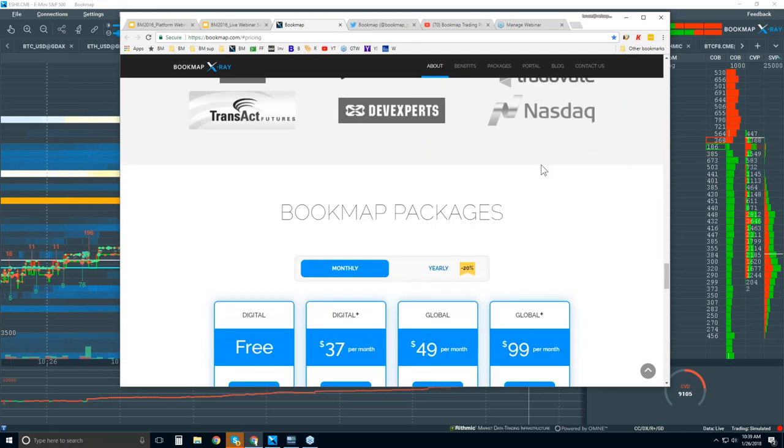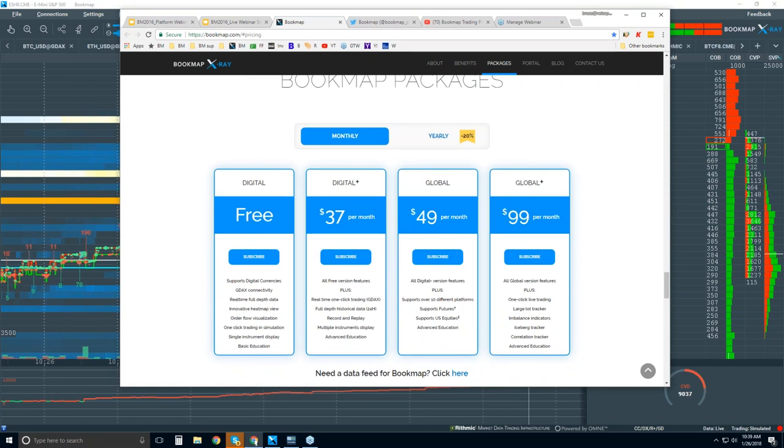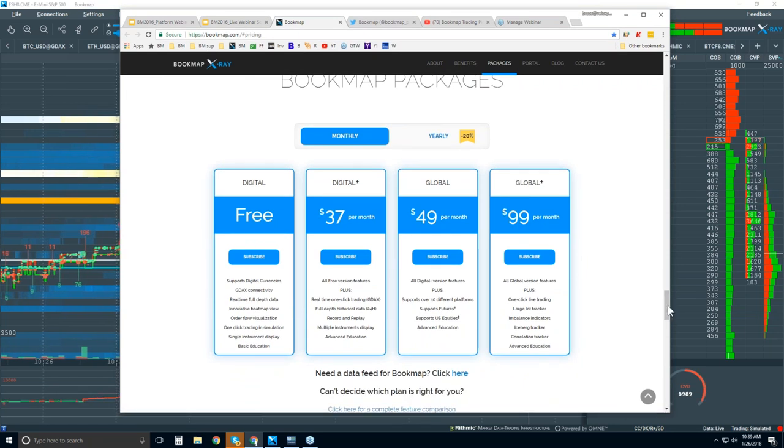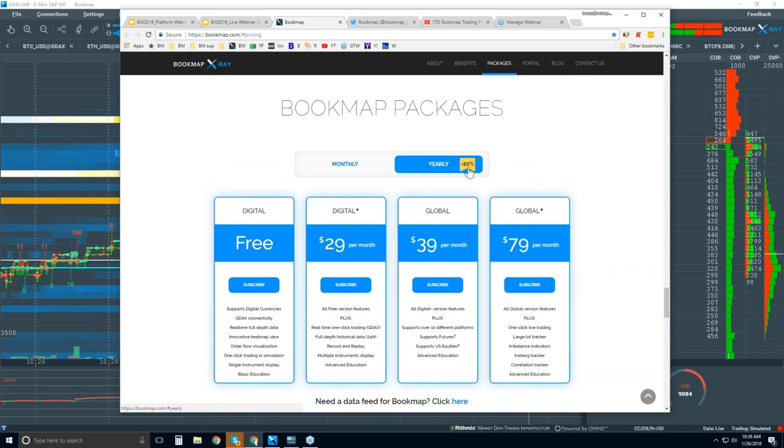Here's the pricing tab with more detailed information, because this has just recently changed. There are really only two versions of Bookmap, digital and global, and you can subscribe to these either monthly or yearly. If you go yearly, you get a 20% discount.